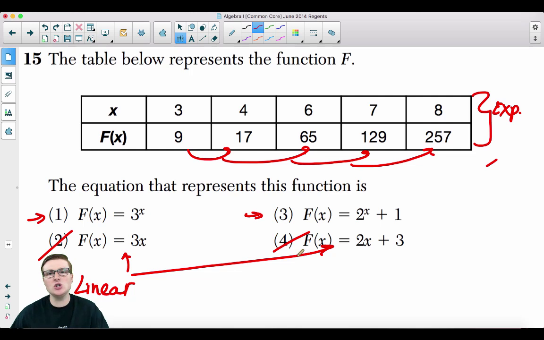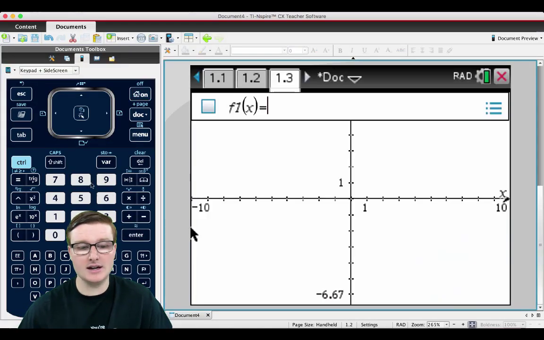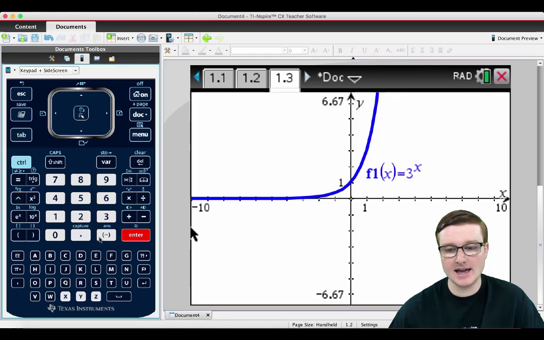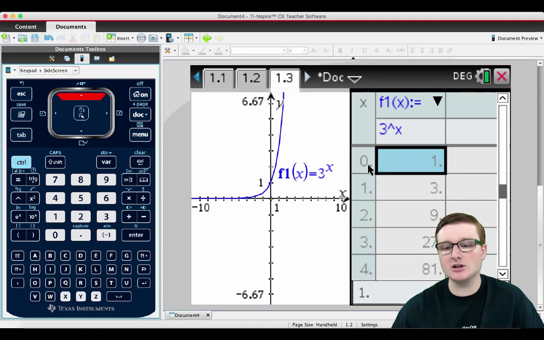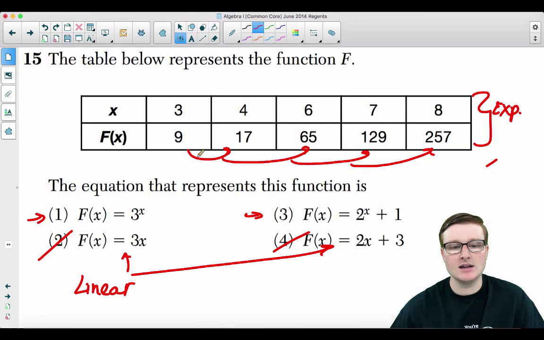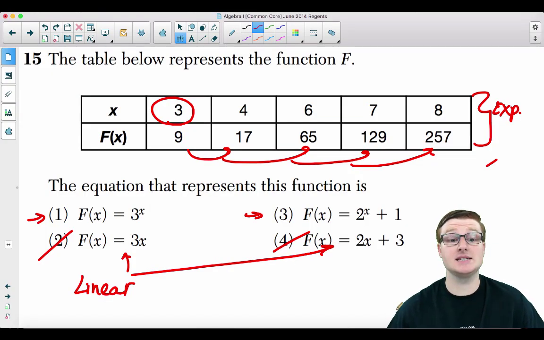The easiest way to do this is to just graph 3 raised to the x and 2 raised to the x plus 1 and see which one matches up. If I graph 3 raised to the x power in my calculator, I get this, and just do Control T for the table of values. It starts at the point 0, 1. This one doesn't have a 0 value. It actually starts at 3, so let's go down to x equals 3. It starts with 27. That's not 27. That is 9.